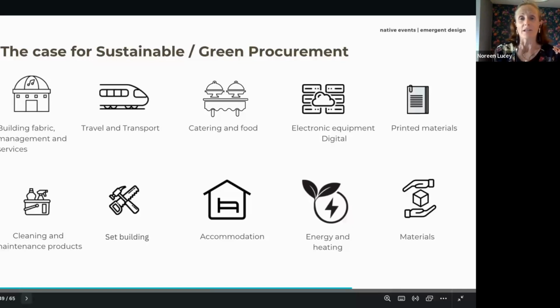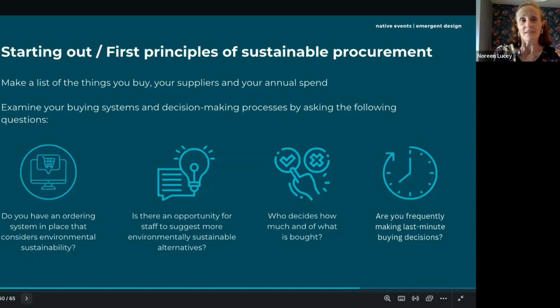Some of you here today, this will be relevant for all of you. The key areas might differ between organizations, but it's just very good to take a look at this and understand that we can apply green procurement across all these areas. Just some touch points in terms of starting out. Again, it'll be different for organizations of different sizes, but maybe a good place to start is making a list of the things we buy, our suppliers and our annual spend.